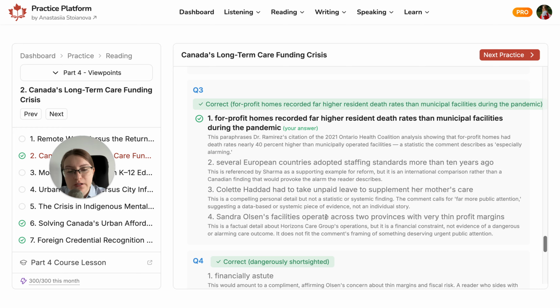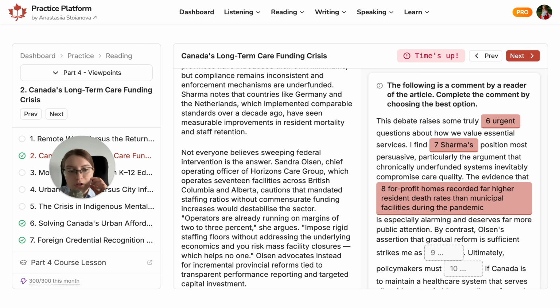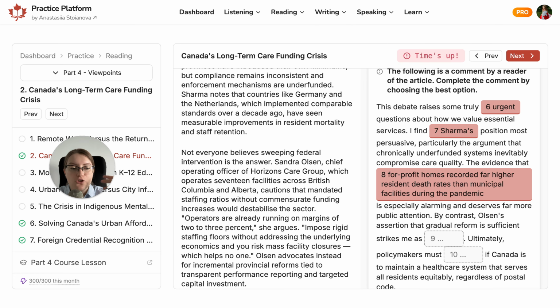Sanders Olsen facilities operate across 2 provinces with very thin profit margins. Just a factual detail. It's a financial constraint, not evidence of dangerous or alarming care outcomes. So it does not fit the comment's framing of something deserving urgent public attention. All right? So careful with that. So once you choose something, you've got to reread and make sure it makes sense in the grand scheme of things, meaning in this paragraph as a whole.